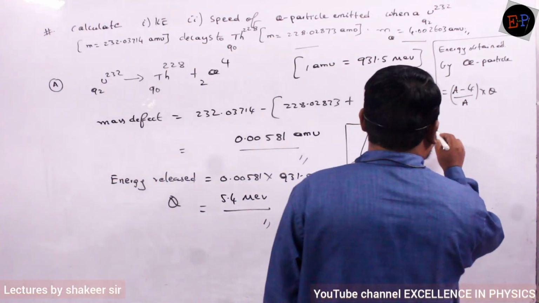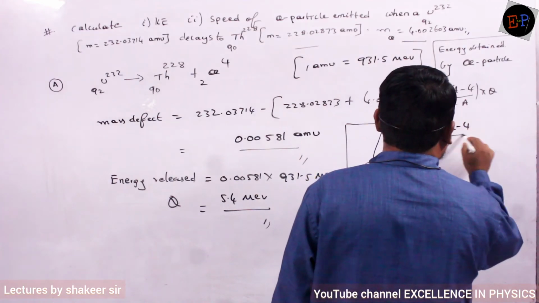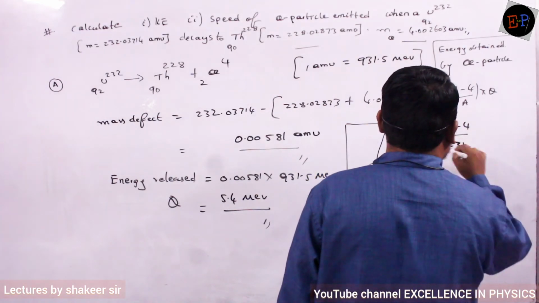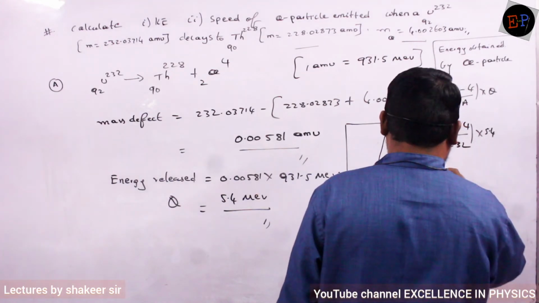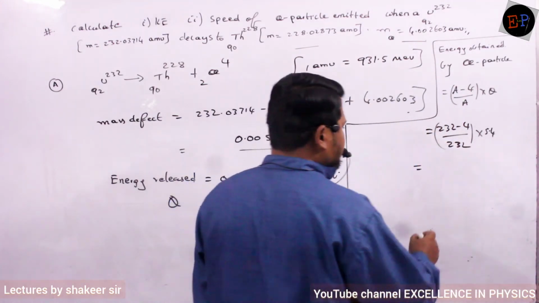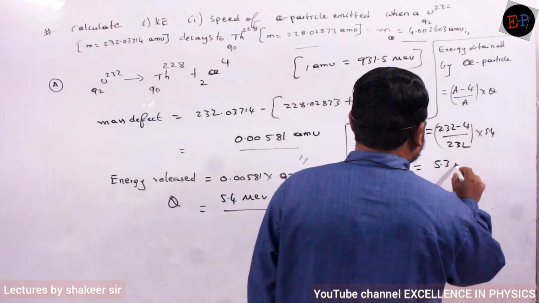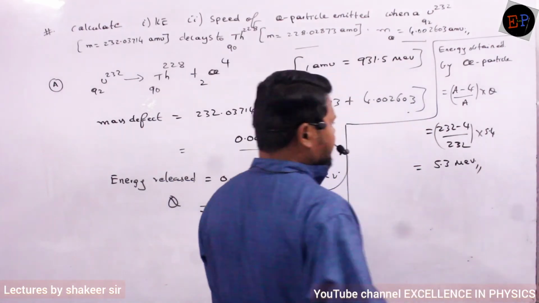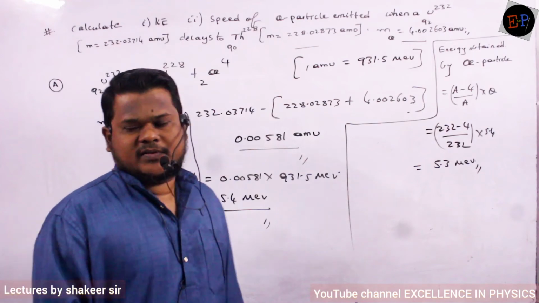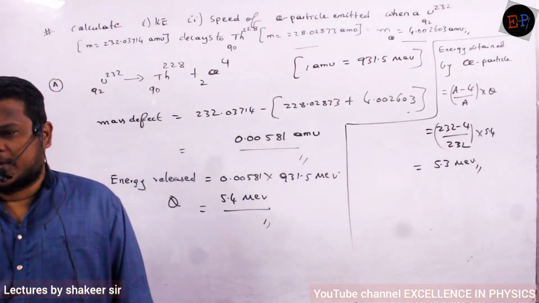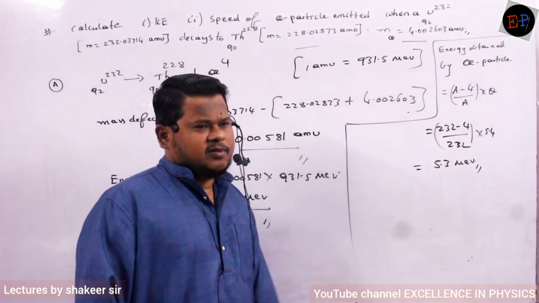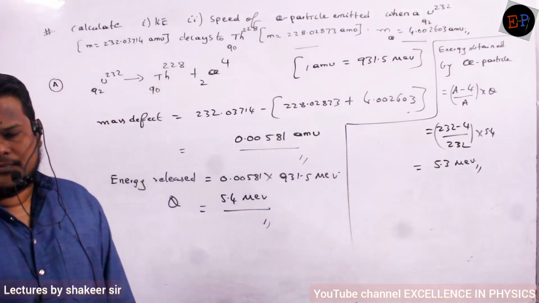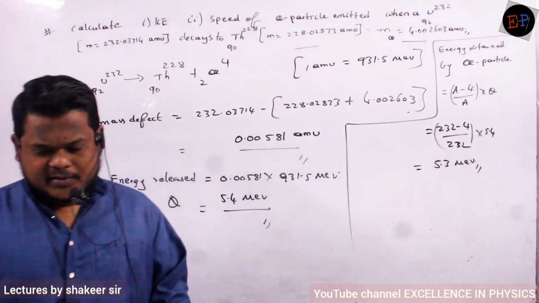Clear? So therefore, (232 minus 4) divided by 232, multiplied by the total energy released, which is 5.4 million electron volts. If you do this calculation, approximately it is 5.3 million electron volts of energy. That will be the amount of energy obtained by the alpha particle. Understood? The alpha particle will get this much energy. Okay? Come on, make a note.